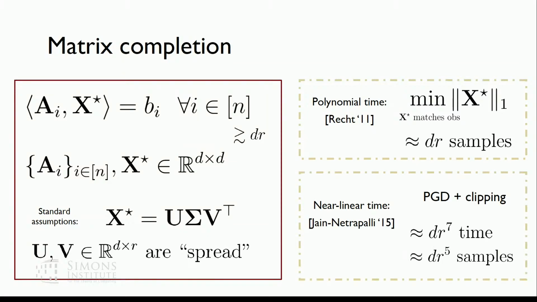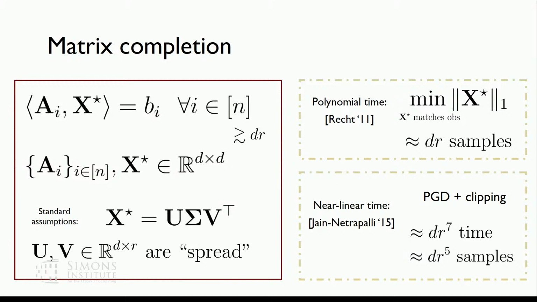Okay. What about in near linear time? The state of the art that doesn't have dependencies, more than logarithmic, on other problem parameters like conditioning is due to Jain and Netrapalli in 2015. They showed that by using some kind of clipped projected gradient descent, you're able to get an algorithm that takes more samples than the polytime algorithms, but it runs much faster. Well, in some parameter regimes, dr to the 7 time.